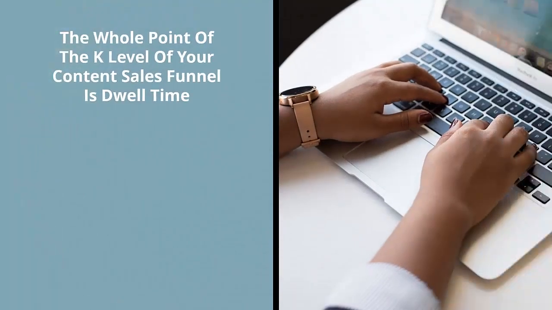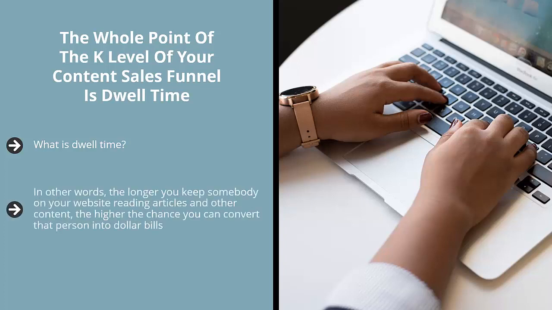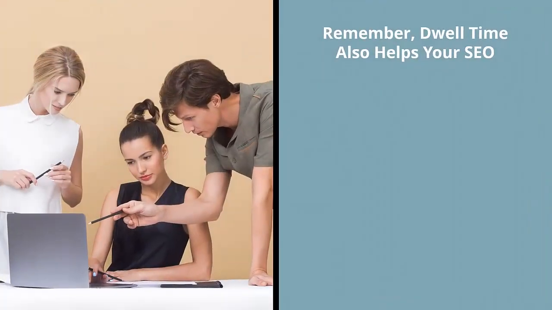The whole point of the K level of your content sales funnel is dwell time. What is dwell time? Dwell time is the term Google uses to describe the time people spend going from page to page on your website. Studies show that the longer the dwell time, the higher the chance the person will either come back, sign up for a mailing list, or even buy a product. In other words, the longer you keep somebody on your website reading articles and other content, the higher the chance you can convert that person into dollar bills. That's the bottom line.